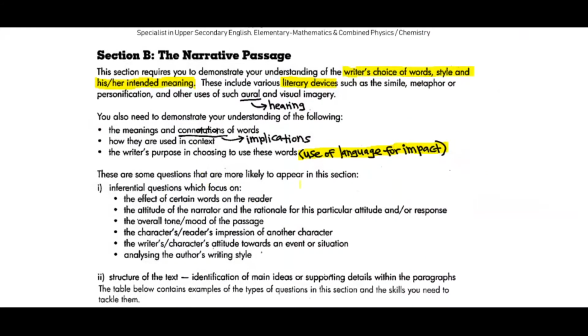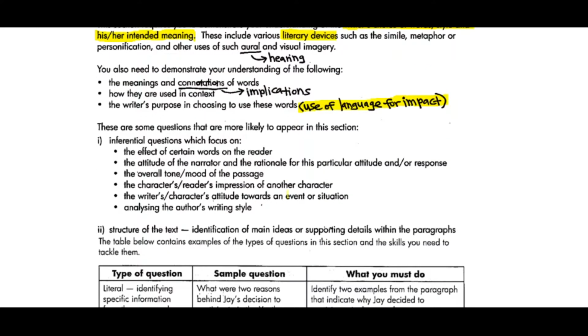There are some questions that are more likely to appear in Section B. First, inferential questions, which focus on the effect of certain words on the reader. Once again, you are focusing on the use of language, the words. Because it is a narrative passage, you have to understand based on the words and make an inference on the attitude of the narrator. How is the writer feeling and thinking, and why is he feeling this way or responding in a certain way? What's the reason behind all of that?